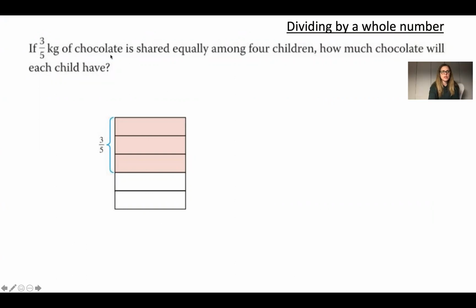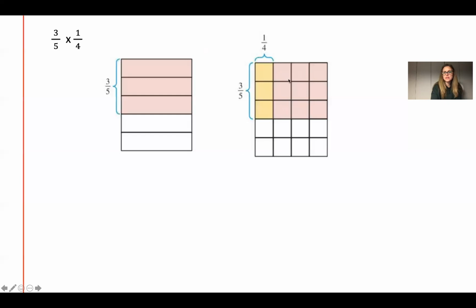Just showing you visually, if 3/5 of chocolate is shared equally amongst 4 children, so we're dividing the chocolate by 4. So this is the section of chocolate that's going to be eaten, and it's going to be split into 4 equal parts. I'll show you on the next slide. There it is, split into 4 equal parts this way. You can see that the calculation that we're actually doing, dividing by 4, is the same as multiplying by 1/4, with the answer being 3 out of 20.